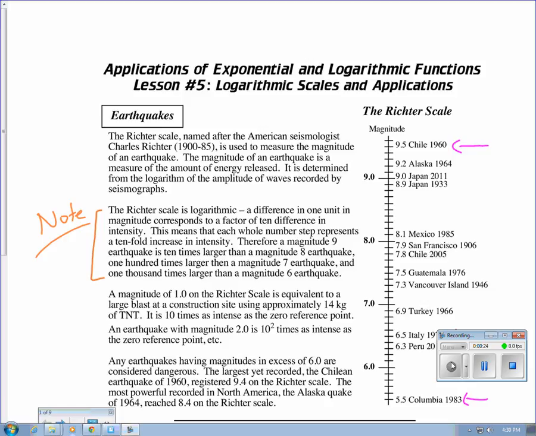Remember, we're testing and quizzing on this material after teacher's convention. All the scales of today are logarithmic.